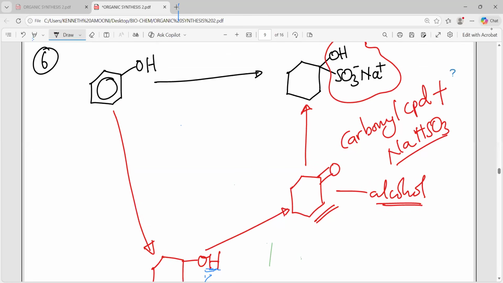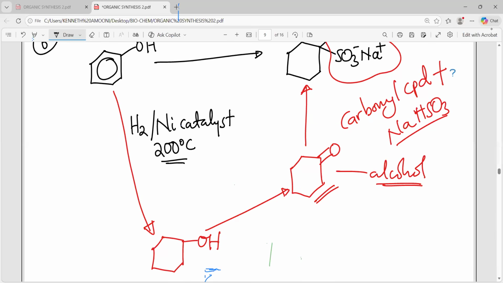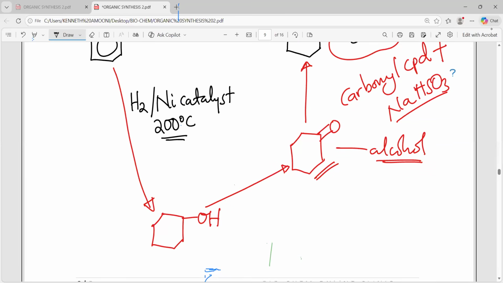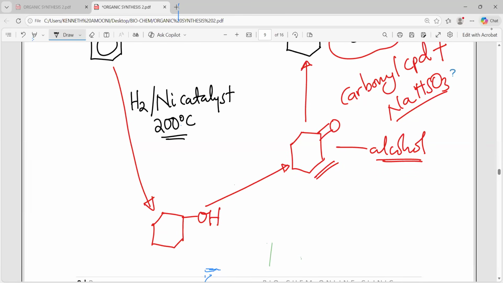So here, I'm going to add hydrogen in the presence of nickel catalyst at a temperature of 200 degrees Celsius. That is the only condition that can remove for us the pi electrons on phenol. So after that, we can convert that to a carbonyl compound using an oxidizing agent. So we can use potassium permanganate, then we heat.